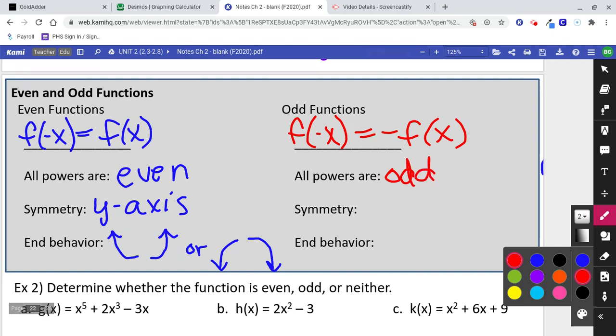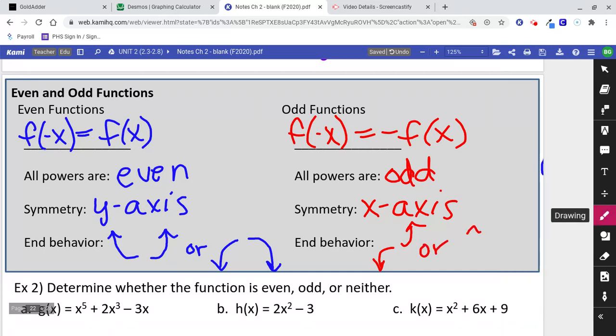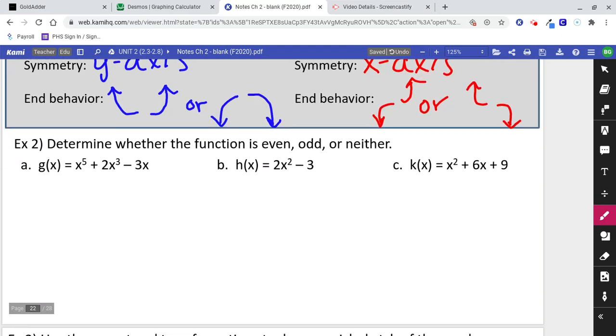And the symmetry is with respect to the origin, and the end behavior is opposite. So one of them would be down and the other one would be up, or one of them would be up and the other is down. That's your end behavior. So talk about the graph.